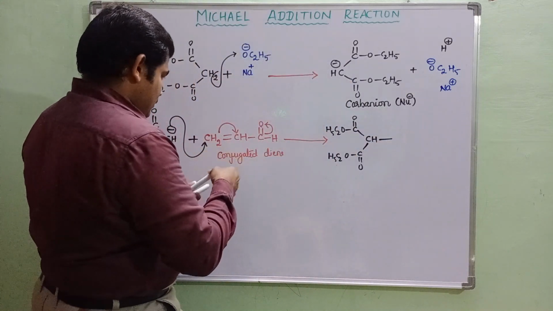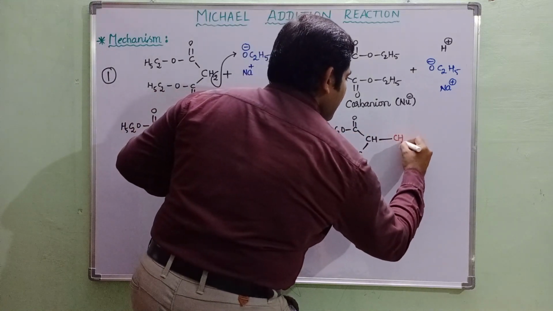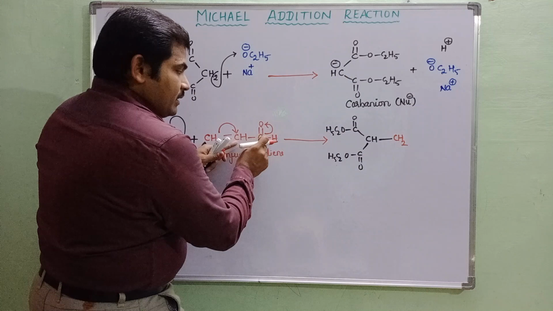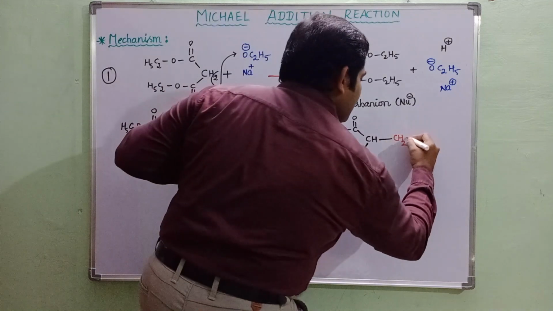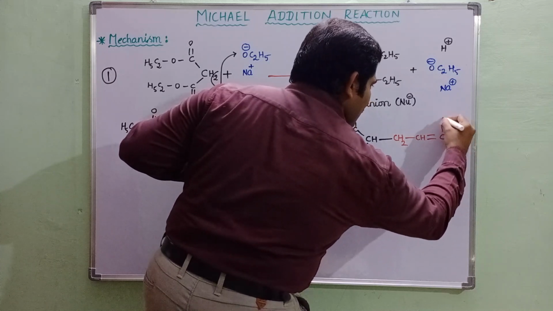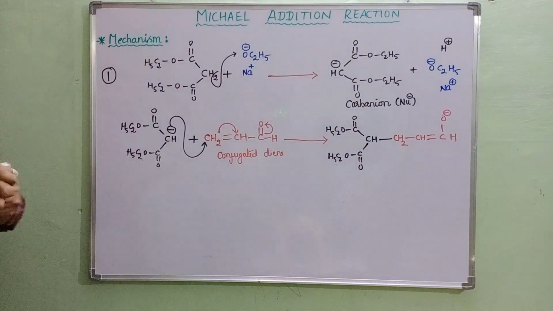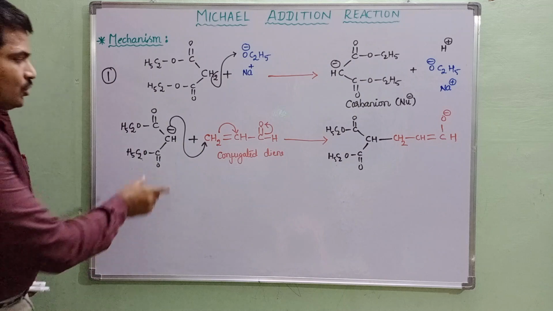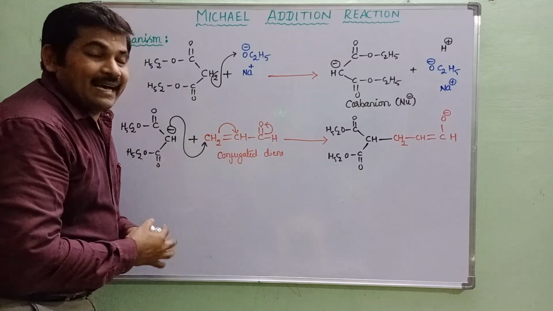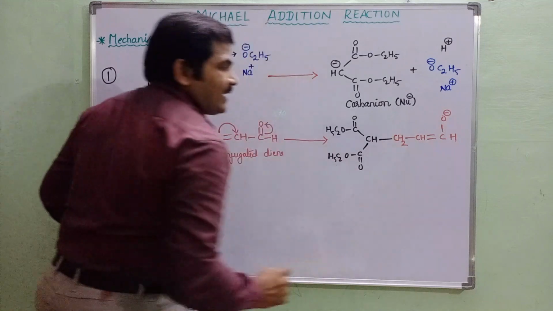Here, what is that? CH2. Here, what is the charge? Negative charge. Again, positive charge. CH double bond C, O minus, H. Am I right? So, what is formed here? It is another enolate ion. It is another enolate ion.